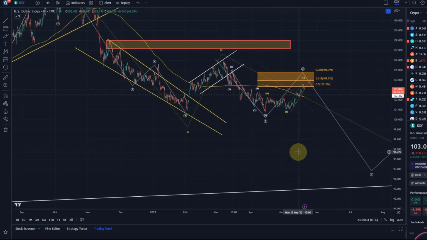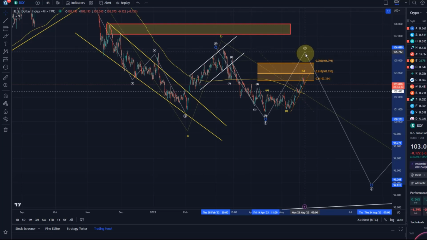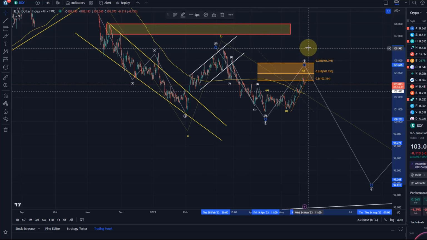This is one scenario, and this is, in my opinion, valid and likely as long as we stay below resistance, below $104.79. Because a break above that level would make the wave 2 very unlikely, and it would get invalidated above the B wave high there, which is $105.90.